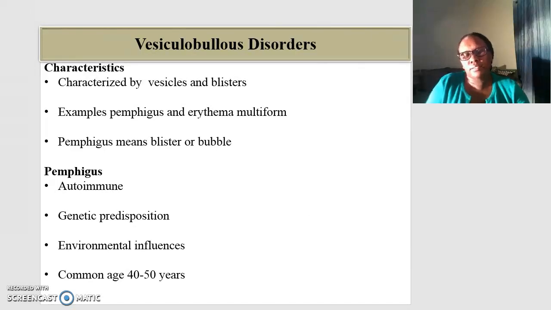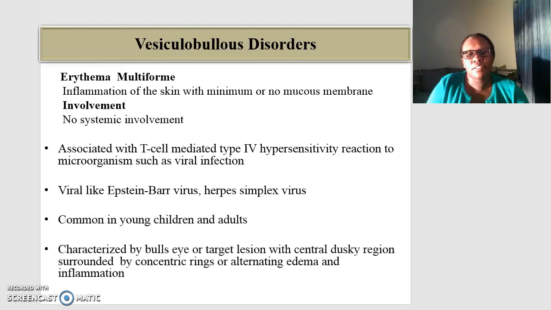The next class of disorders of the skin is vesiculobullous disorders, and these are mainly characterized by vesicles and blisters. Examples are pemphigus and erythema multiforme. Pemphigus means blister or bubble, just like the way you see water bubbles. Pemphigus is autoimmune, with genetic predisposition and environmental influences, and it is common around 40 to 50 years.